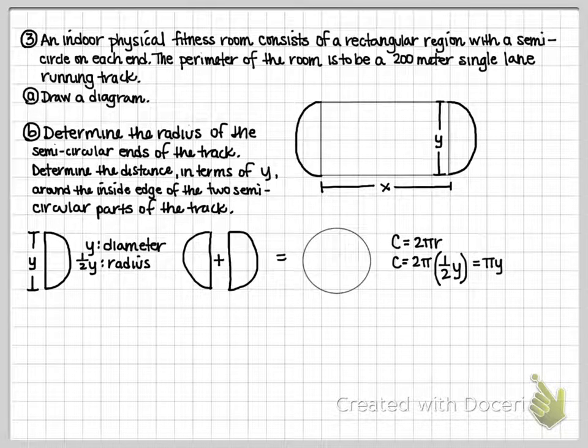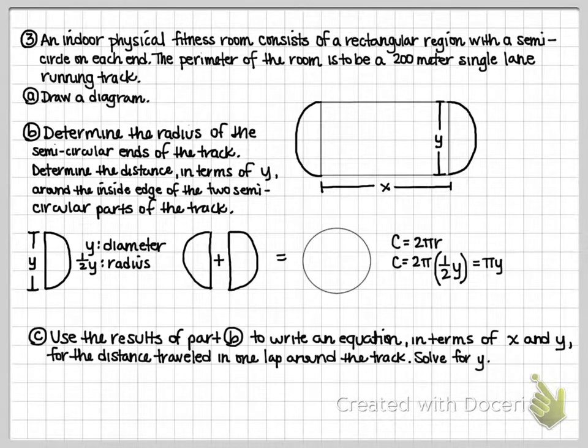So the distance around both of the semicircles together gives us an entire circle, which is going to be pi y, the circumference of the whole thing. Okay, part C, now we've got the question for that. I want to use the results from part B to write an equation in terms of x and y for the distance traveled in one lap around the track.